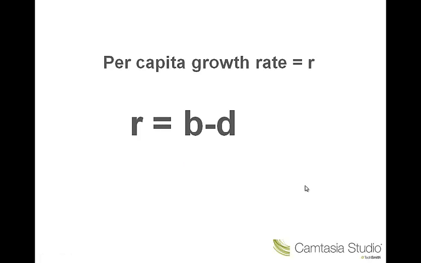Okay, per capita growth rate. Capita is, every head. So per capita growth rate is equal to the per capita birth rate minus the death rate. You could also include with birth, you could put in immigration. With death, you could put in emigration. But this is the formula, just if you factor those out.